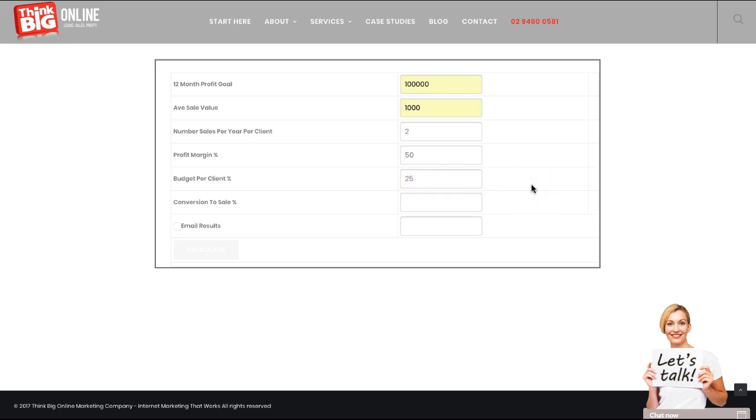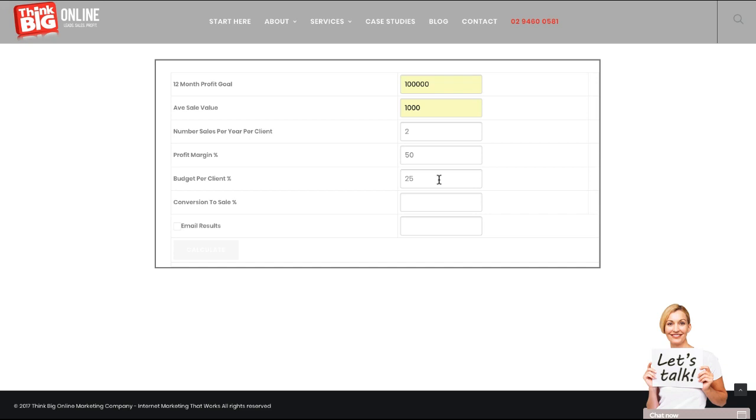This is not 25% of your revenue. This is 25% of your profit. What are you prepared to spend to acquire a new customer? So my suggestion is that you start with around 25%. You can go up or down from there. The thing is, you've got to remember this: the less you try to spend to acquire a customer, the less customers you're going to be able to acquire.